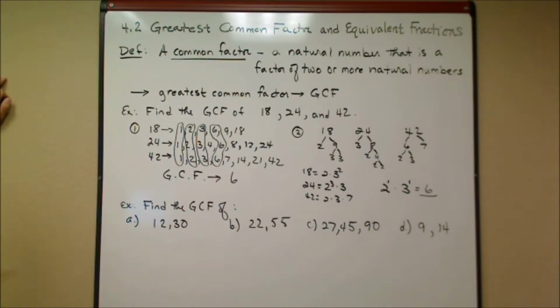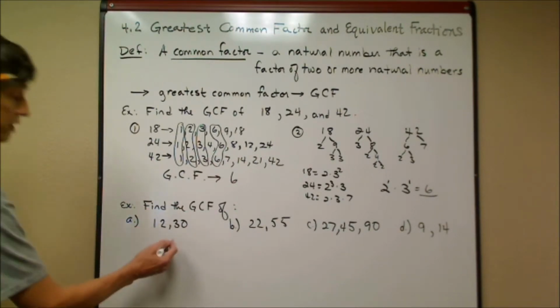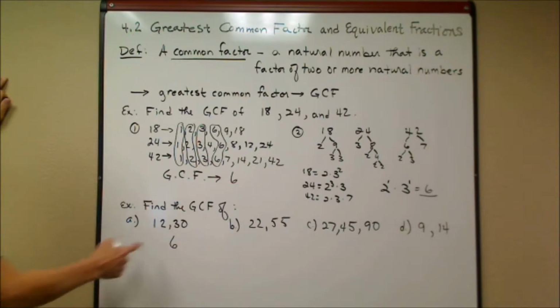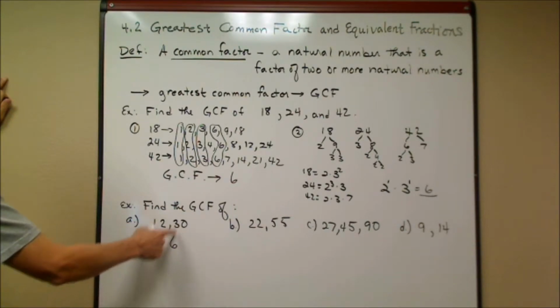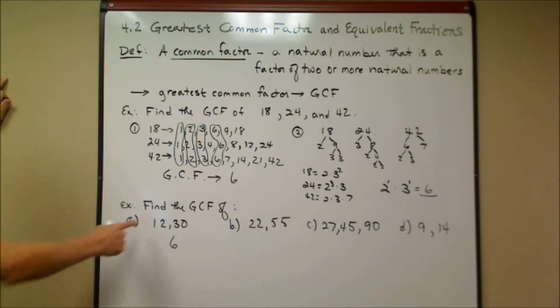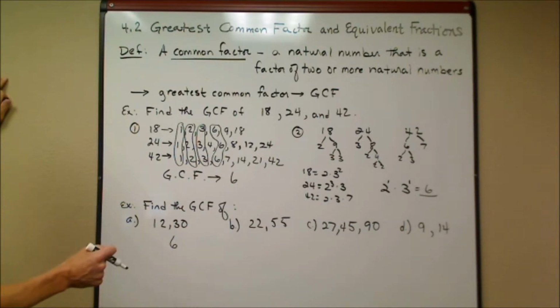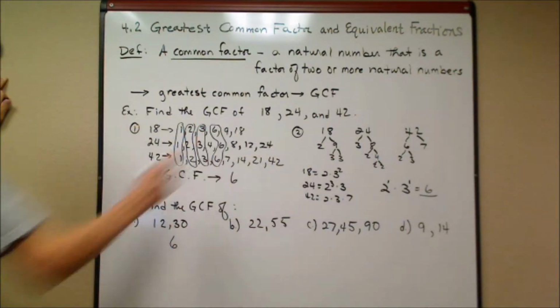Find the GCF of 12 and 30. So I'm thinking of my multiples, I think of my times tables, and I'm thinking of 6. 6 times 2 is 12, and 6 times 5 is 30. It's the largest number that goes into both. Now, if that isn't something that just snaps right into your head, then try one of these 2 methods.